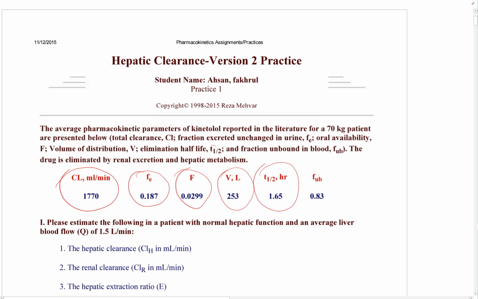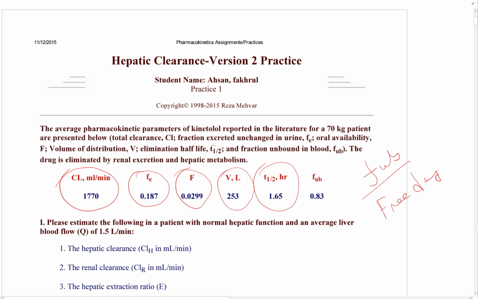It is fraction unbound, means in the blood we have drug which could be bound to plasma protein, which will be called FUB, and unbound we do not have, is free drug. So we have bound drug and free drug.